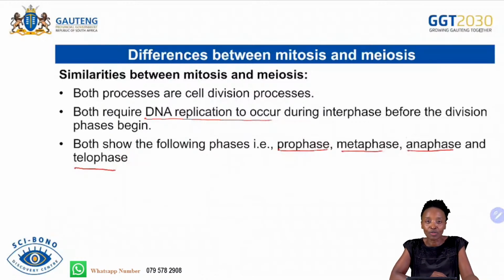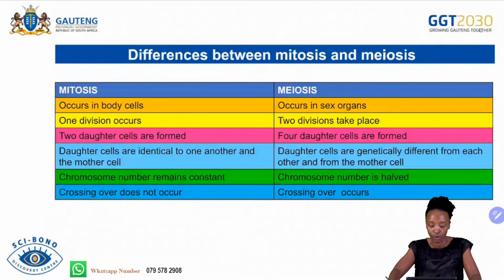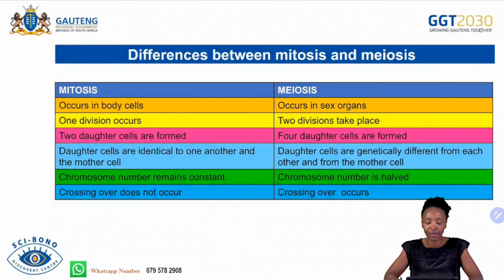We know before mitosis can take place, DNA replication must take place. Before meiosis can occur, DNA replication must take place for the replicated and the unreplicated chromosomes. And then lastly, the differences between mitosis and meiosis, very important. Questions will be: draw or tabulate the differences between mitosis and meiosis.